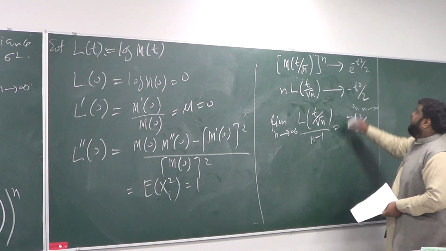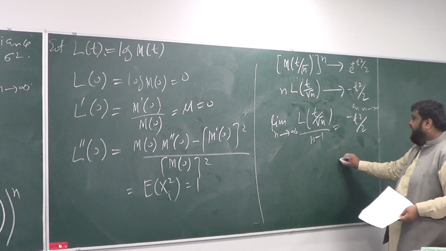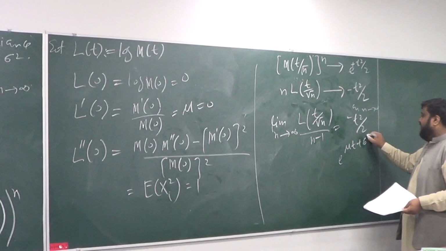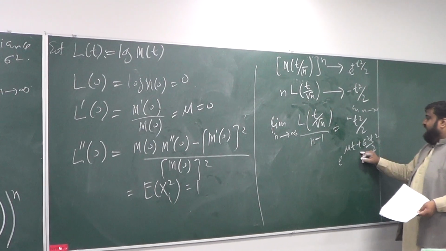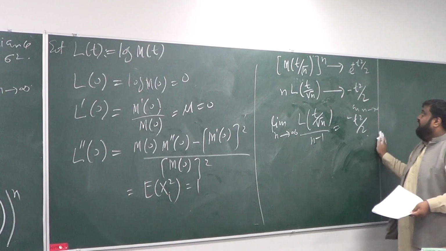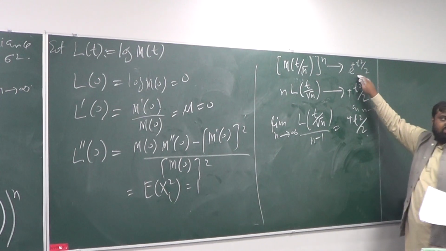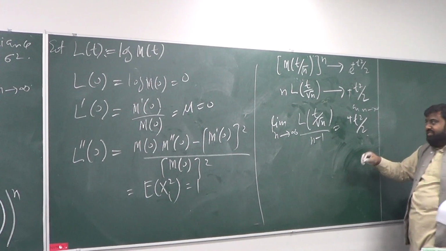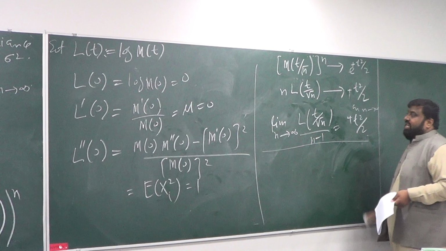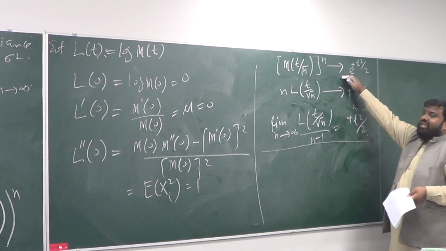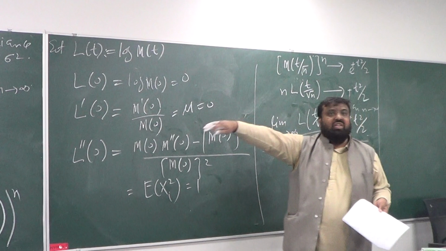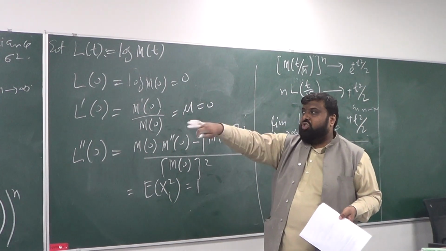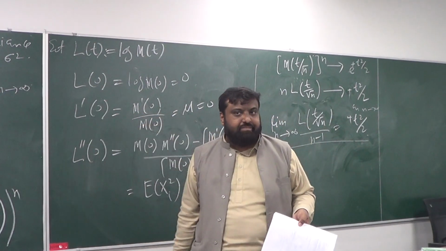By the way, I wrote this formula incorrectly. This must be e to the t square by 2, because I was pretty much sure that this is plus. So this must be plus. This is the moment generating function of the standard normal. So you can compute this limit, and once you have it, this shows this is true, and if this is true, the continuity theorem tells you that the sequence would converge to something standard normal.